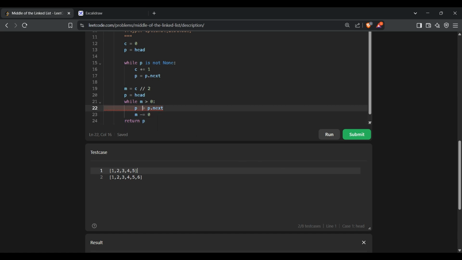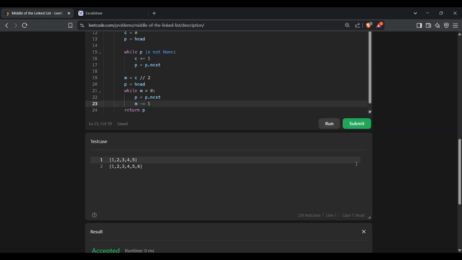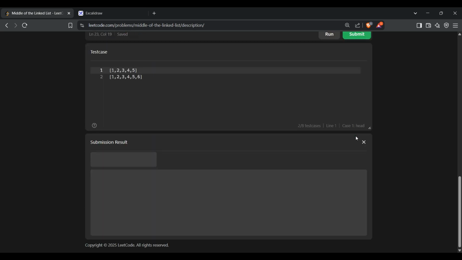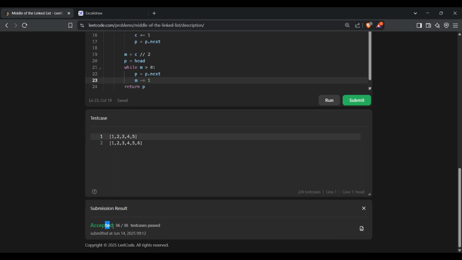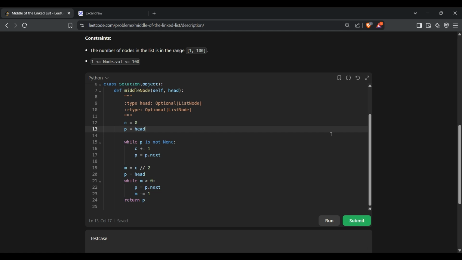Okay, while m, it should be m minus equal to 1. I am subtracting by 0. Now this has passed. Now you will submit. Okay, it is accepted. Now this was the brute force approach where we are traversing the whole array once and then again up to the middle part. Next we will look at the optimal approach.